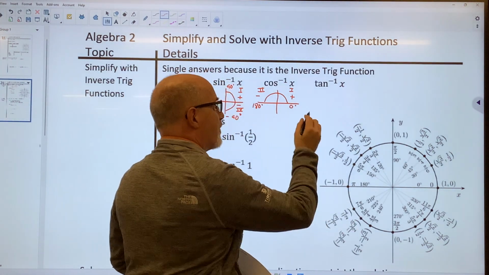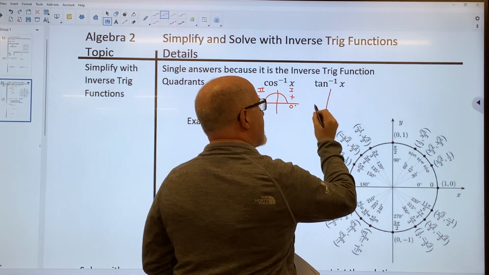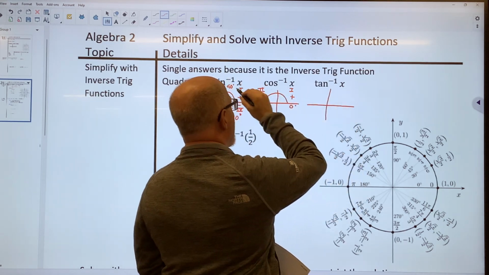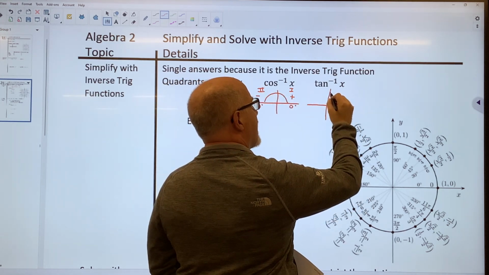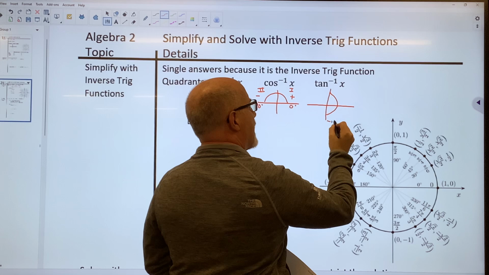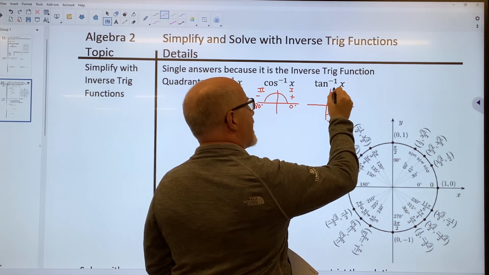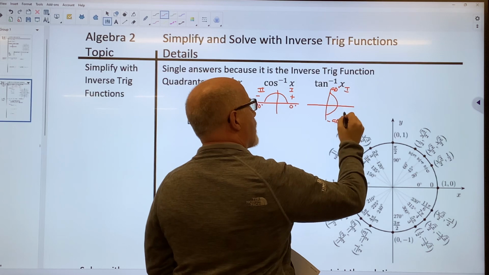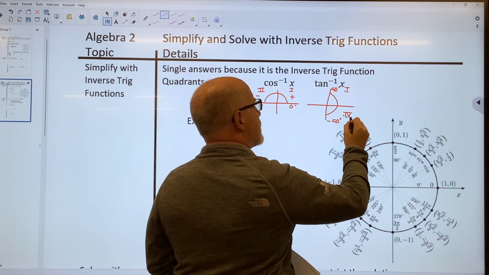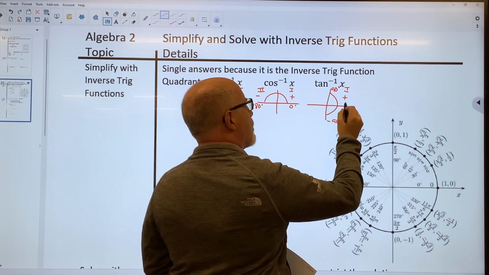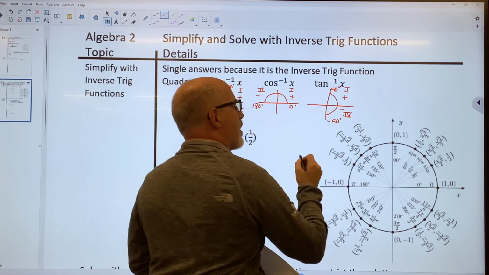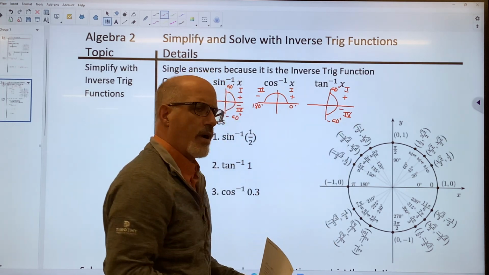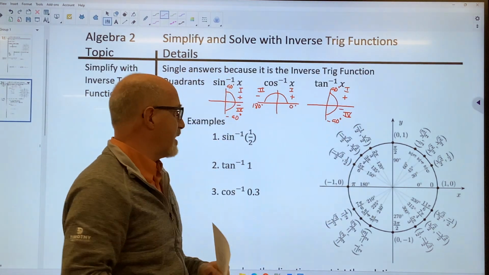And then lastly, for inverse tangent, we're going to use the same ones as we do for sine, so it's going to be from negative 90 degrees to 90 degrees. And so for this will be quadrant 1 and quadrant 4. And so tangent is positive in quadrant 1 and it's negative in quadrant 4. So those are the quadrants we'll use to come up with our single answer.